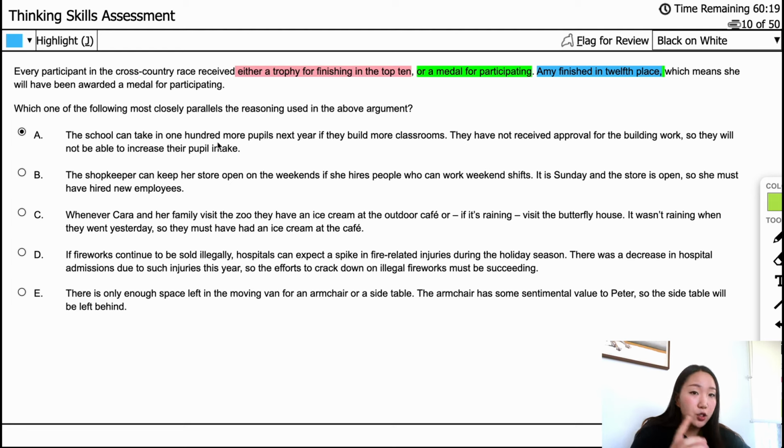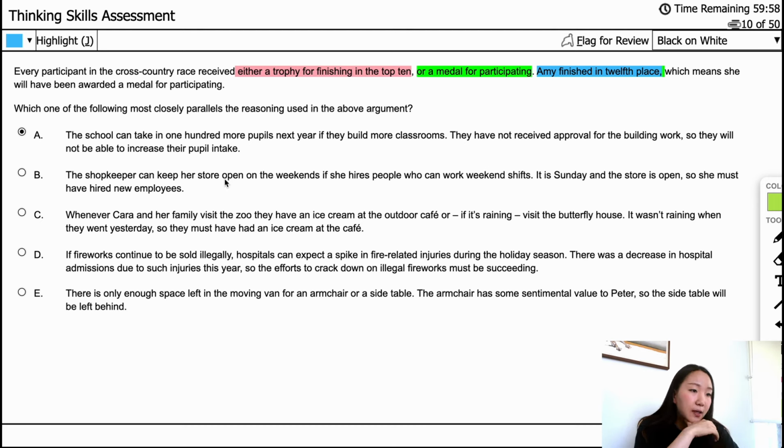So the school, and you should look at every single answer in the parallel reasoning ones. I mean, you can always skim it the first time if you think you found the answer, but if you've got the time, go back and check. The school can take in 100 more pupils next year if they build more classrooms. That's already wrong because this is a conditional statement. We've got X will happen if Y happens. It's not two mutually exclusive options. So we'll just skip that.